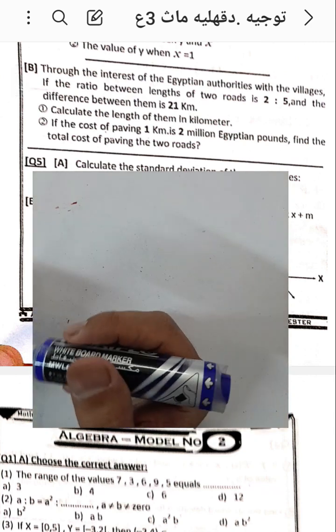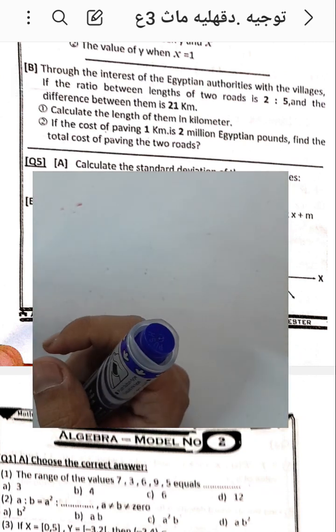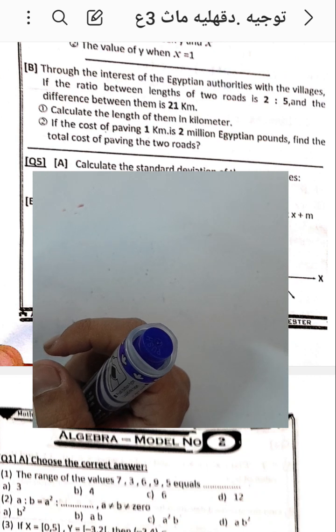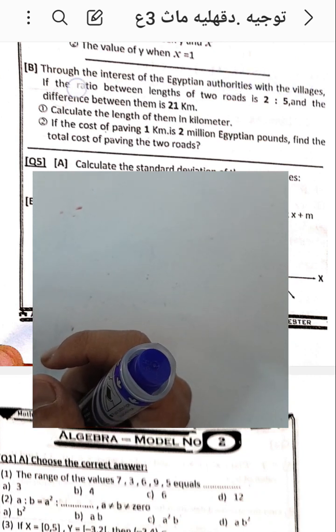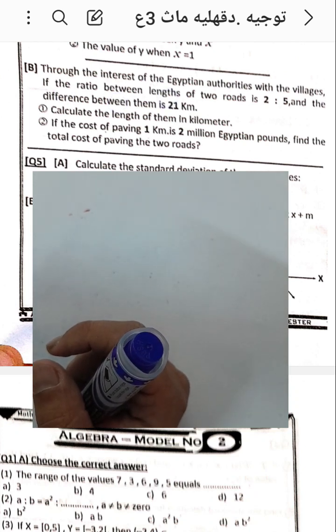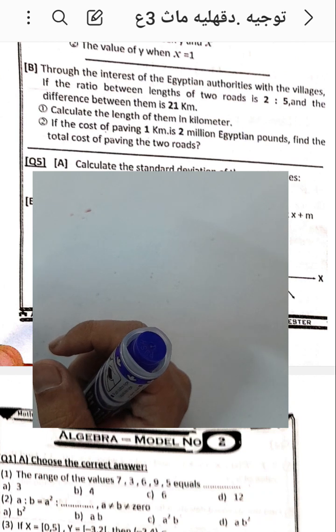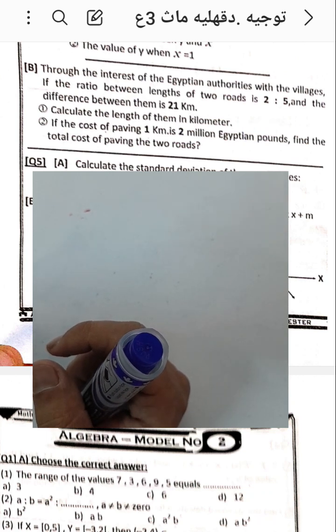Throw the intercept of the Egyptian letters with the values: if the ratio between lengths of two routes is 2 to 5 and the difference between them is 21 kilometers. Calculate the length of them in kilometers, and if the cost of paving 1 kilometer is 2 million Egyptian pounds, find the total cost of paving two routes.